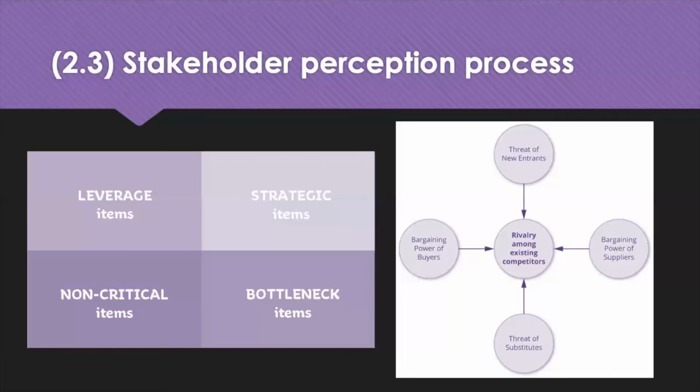The bottleneck are usually monopoly suppliers. So low profit, but high risk if they're not available. So you might overorder when it is available. And the non-critical is low profit, low risk, focus on functional efficiency and just monitor those.